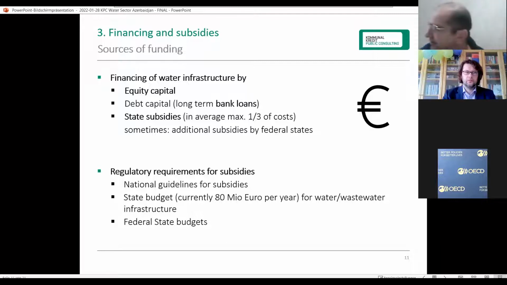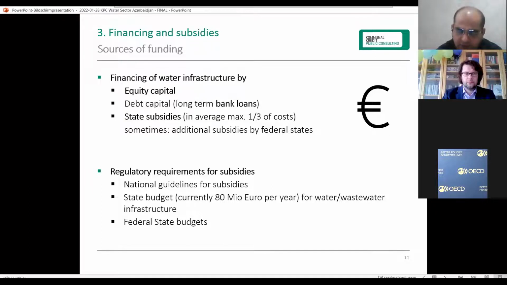So long-term bank loans are required in almost every case which I know. So we cannot expect that the state or the federal state pays the water supply system. This is not the case in Austria. We have national guidelines for subsidies, and we have a state budget for wastewater infrastructure subsidies, which is currently 80 million per year. That was higher in previous years, but yes, currently it's 80 million. It's not enough, but it's good for the municipalities.